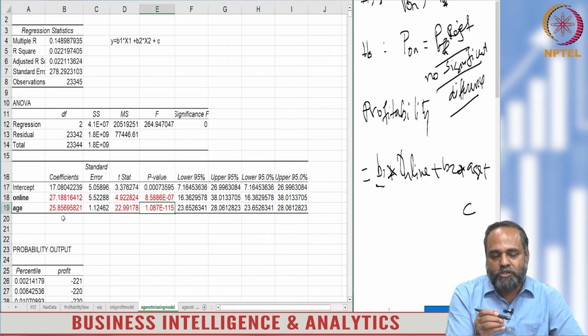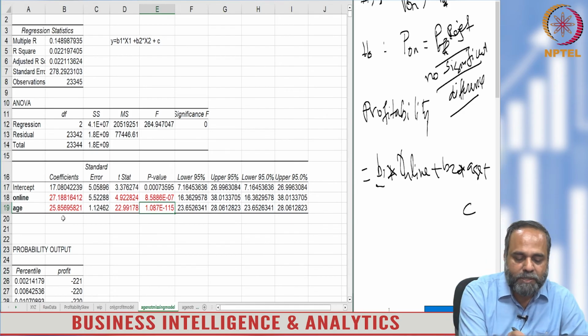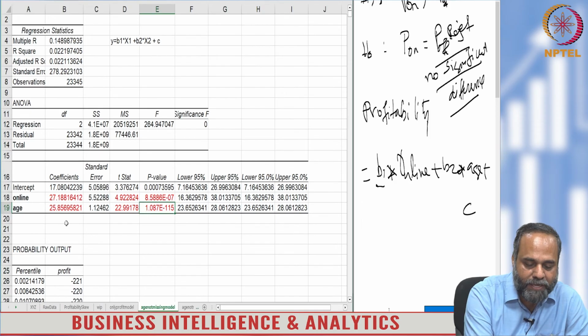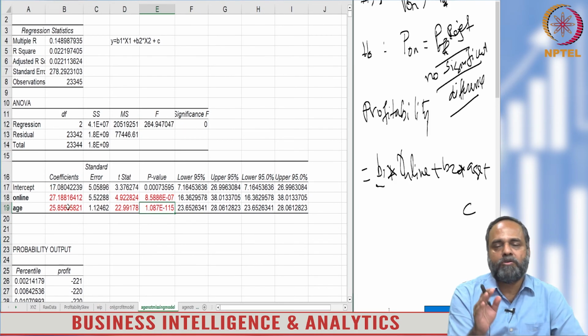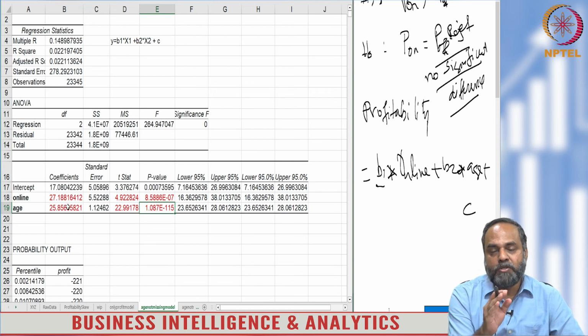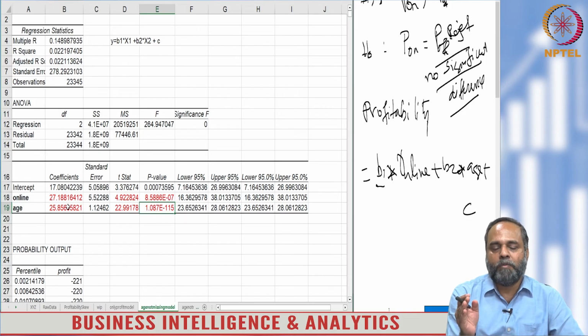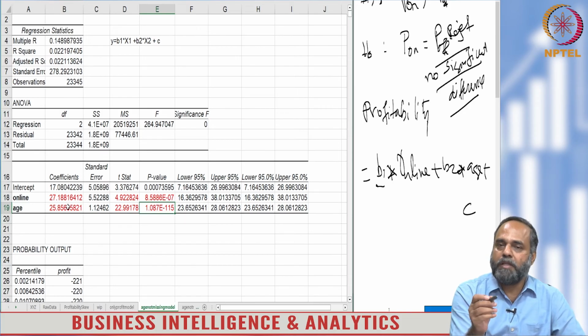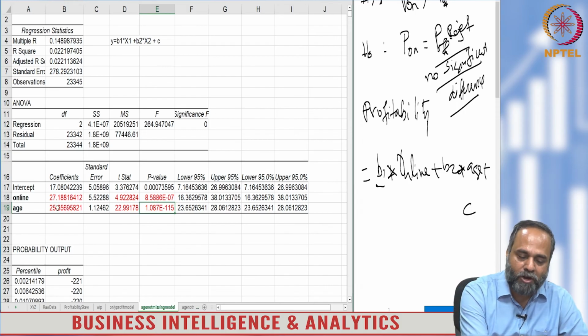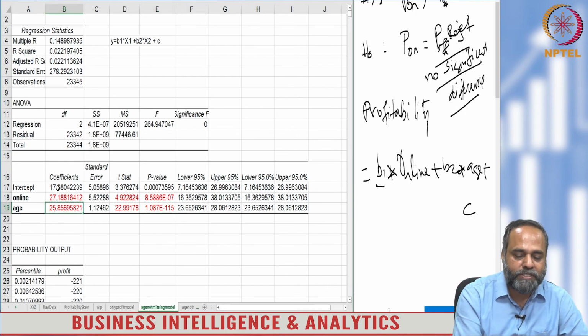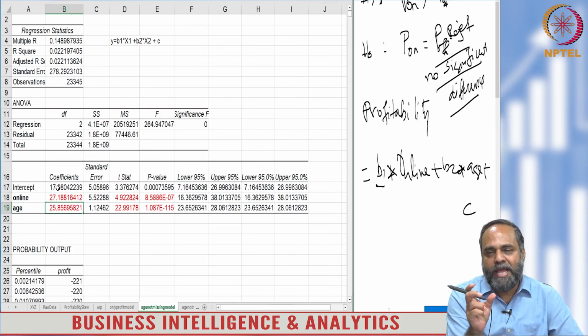Let us also give the alternate interpretation. Suppose there are two customers with the same age bracket, say 4. Two customers belong to the same age bracket, but one is online, the other is offline. Which customer would be more profitable? The online customer will be more profitable because there is a multiple of 27.18. For age remaining the same, an online customer will be more profitable than an offline customer by 27.18 times. That is the interpretation of this model.